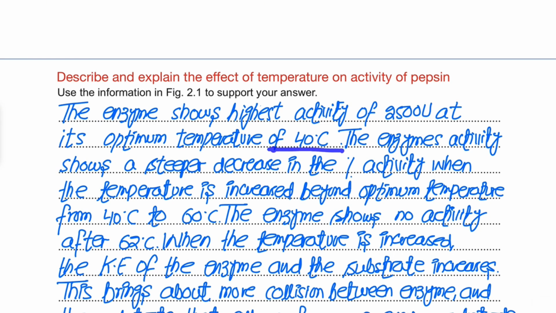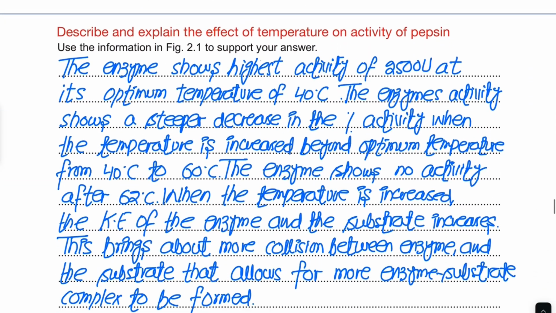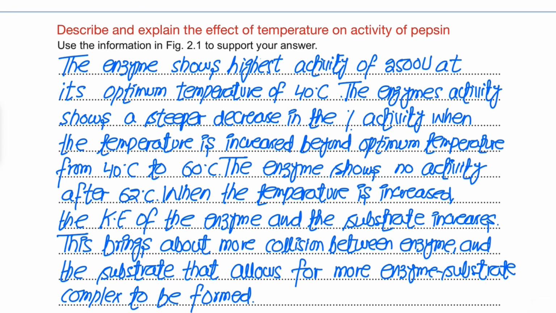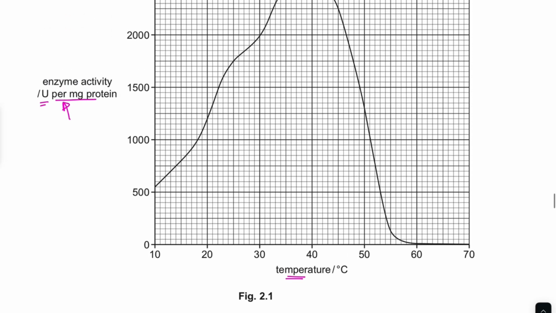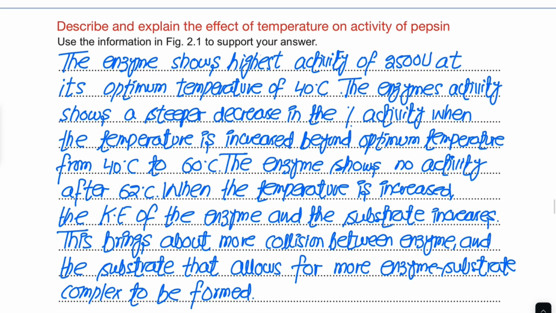And then I have written that the enzyme's activity shows a steeper decrease in the percentage activity when the temperature is increased beyond the optimum temperature. Now, if we were to see here from 40 till 60, there is a steeper decrease in the enzymatic activity, and we would say that it reduces from 2500 and then ultimately comes toward zero at this point. So this again is description. And now we would say that beyond 60 or beyond 61 or 62, the enzyme shows no activity at all because here the enzyme has completely become denatured.